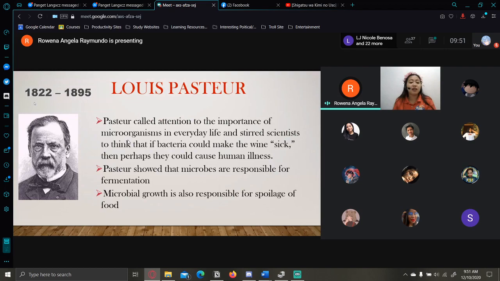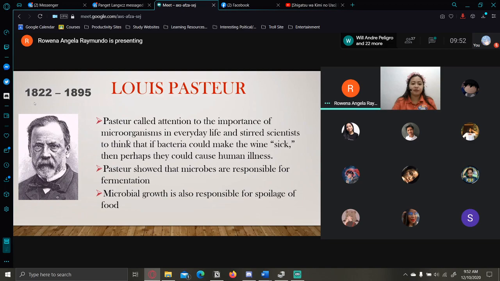So he showed that microbes are responsible for fermentation. And microbial growth is also responsible for spoilage of food. So, yan din yung reason kung bakit nasisira yung pagkain. Okay? And also, yan nga yung, as I mentioned earlier, kaya iniinit natin yung pagkain, is to kill microorganisms that might cause spoilage and might cause disease dun sa kakain ng food na yon.